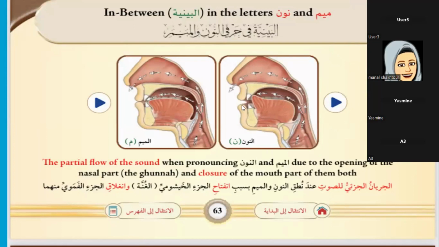The meem and the noon: with the noon, the sound is blocked at the tip of the tongue, and the sound comes out of the nose. With the meem, the sound is blocked at the lips, and then the sound comes out through the nose. So the sound initially goes through the mouth, and then it is bounced off and goes up. It's blocked, so it finds another way out. Inna.